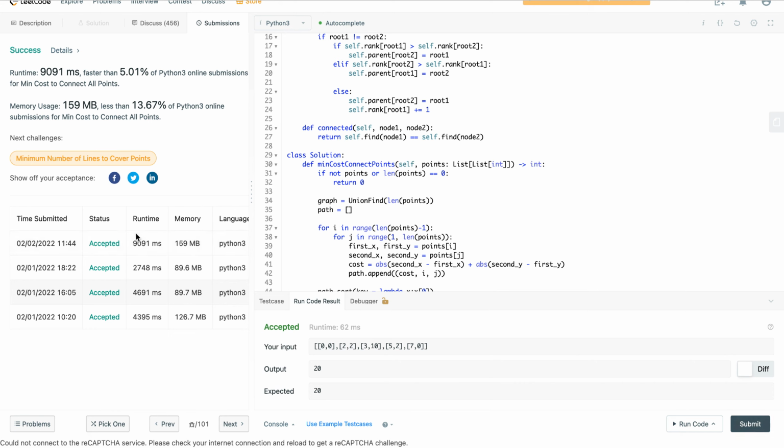Yeah, so it's been accepted. I think there's something wrong with my internet connection.